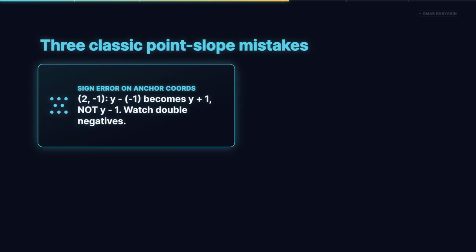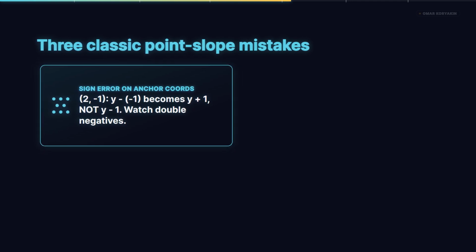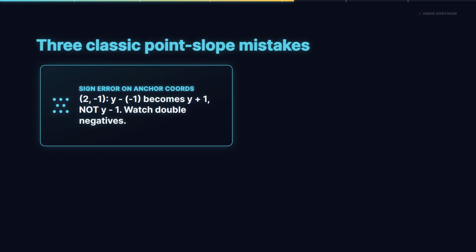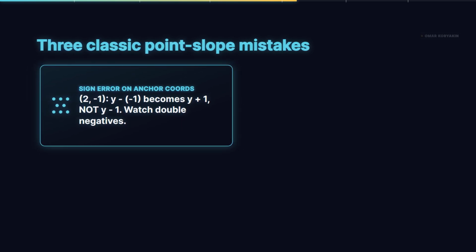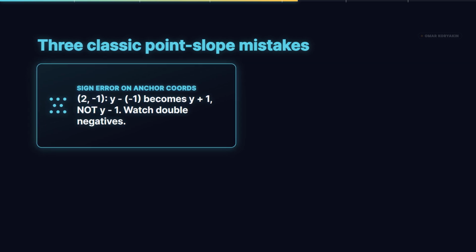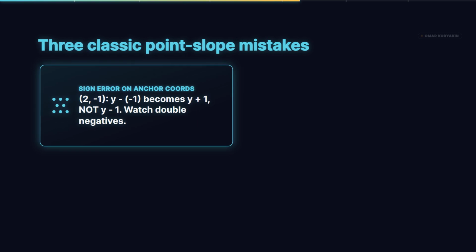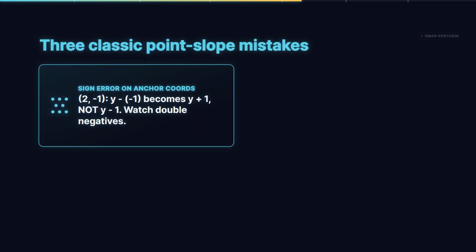First mistake: sign error on a negative anchor coordinate during the substitution step. A student looking at point-slope form with anchor y1 equals -1 writes y minus -1 as y minus 1, dropping the double negative simplification. The correct simplification is y plus 1 because subtracting a negative is the same as adding the positive. The fix is to write y minus -1 explicitly, then simplify deliberately to y plus 1.